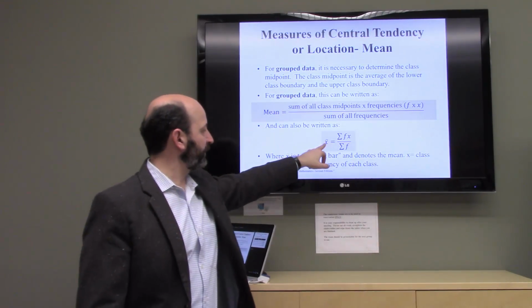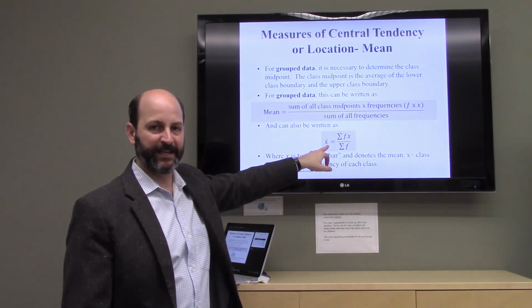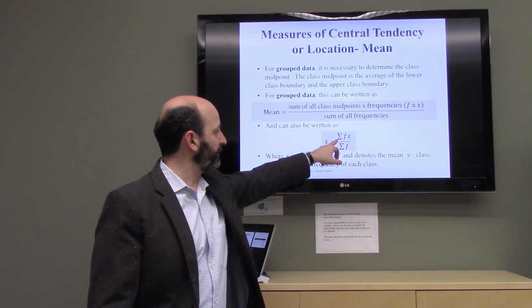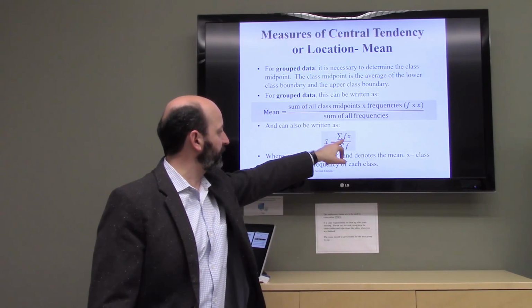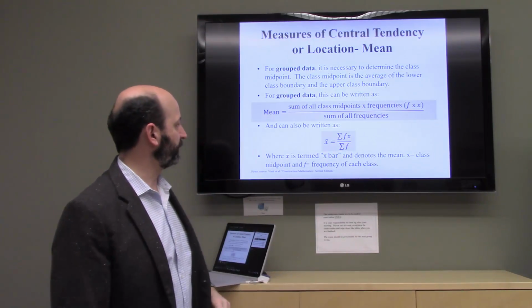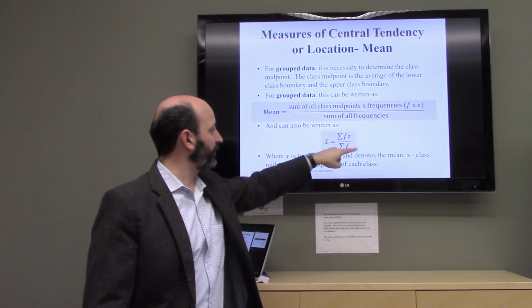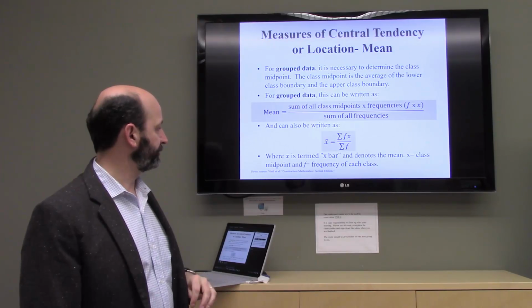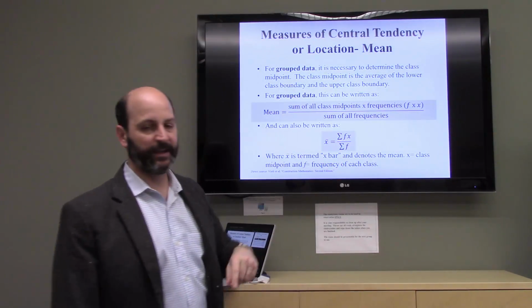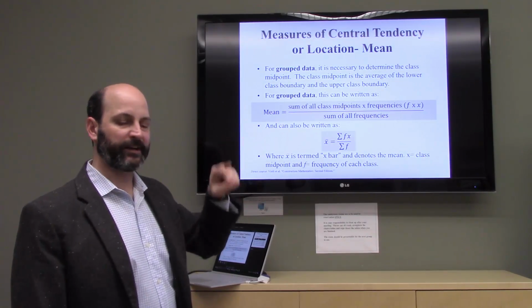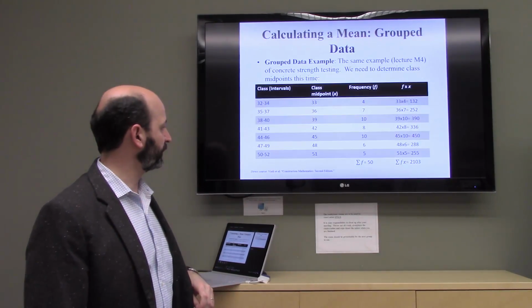It can also be written as x bar, which stands for mean. It is the sum of the class midpoints times the frequencies, and we divide that by the sum of all frequencies. So x here means class midpoint, and the italicized f stands for frequency.